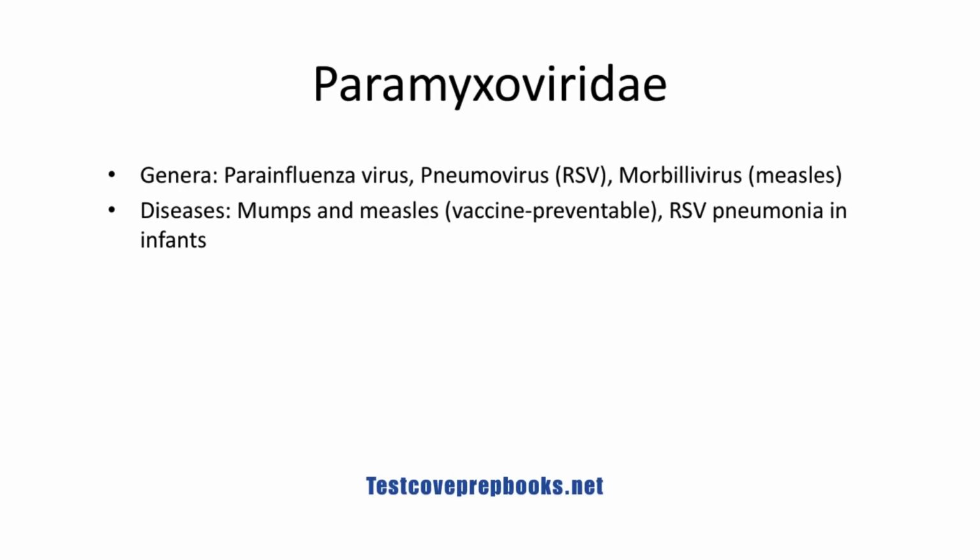Paramyxoviridae contains several genera. Parainfluenza viruses cause respiratory infections. Pneumovirus, better known as respiratory syncytial virus or RSV, is a leading cause of pneumonia in infants. Morbillivirus causes measles, and along with the mumps virus is vaccine preventable.